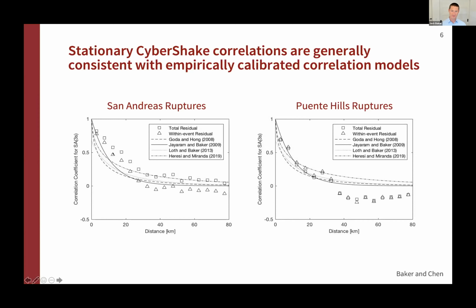So maybe a little bit higher correlation at distances of 10 kilometers and very strong agreement out past 20 kilometers. We did the same exercise with some Puente Hills ruptures on the right figure, and there the correlations from the simulations match very well with all the empirical models out to 30 kilometers and dip down a little bit. Some of this is just small sample variability, but the point is that the correlations are largely consistent with what we see in empirical ground motions.